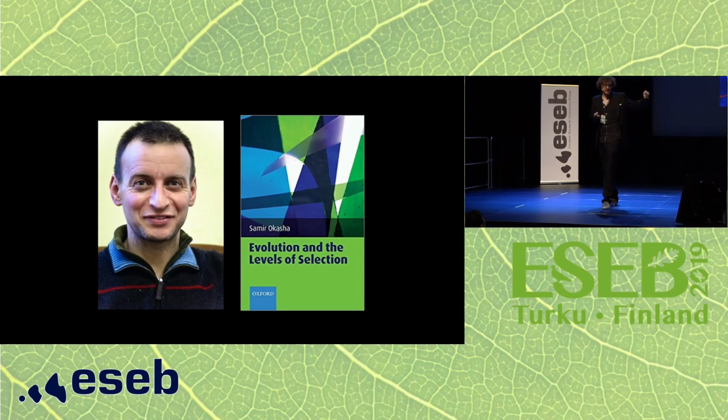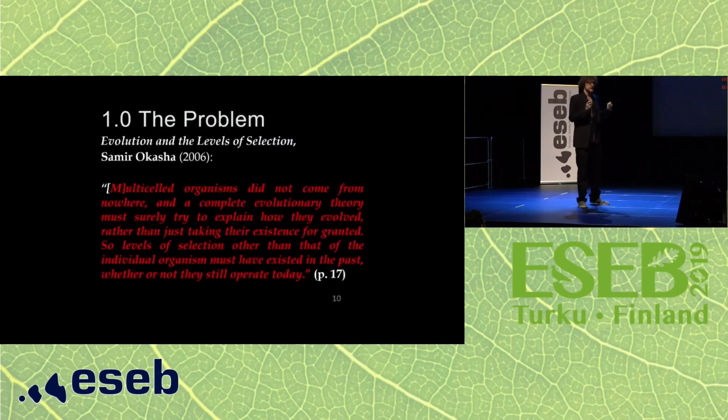In his book, Evolution and the Levels of Selection, he wrote, well, multi-celled organisms did not come from nowhere. And a complete evolutionary theory must surely try to explain how they evolved, rather than just taking their existence for granted. So levels of selection other than that of the individual organism must have existed in the past, whether or not they still operate today. Traditional explanatory tools used by evolutionary biologists, however, already take this level for granted. So it is still a persisting problem in biology to explain how these new levels, the major transitions, actually eventuate.